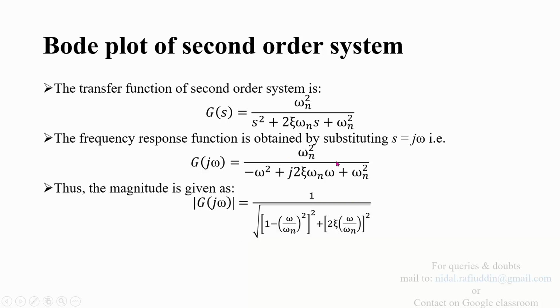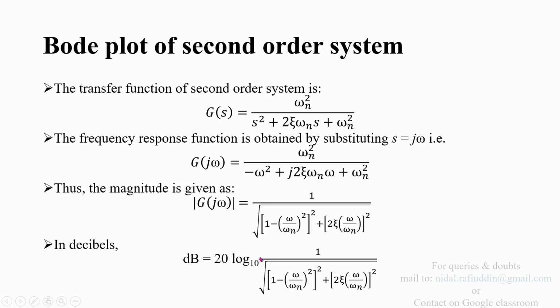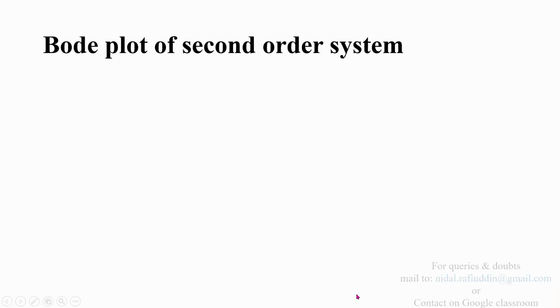In fact, we took the term omega n square below the denominator polynomial. And finally, we obtain this particular form, under root x square plus y square. In decibels, this can be written by taking the term 20 log to the base 10 of this magnitude. So this is the magnitude in decibels.